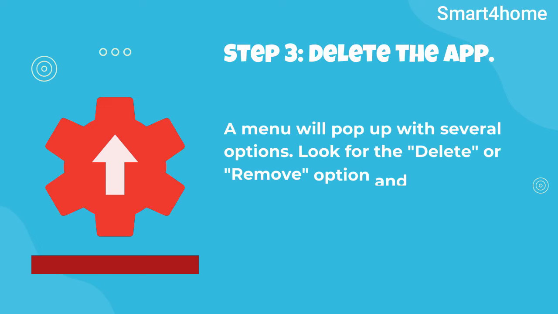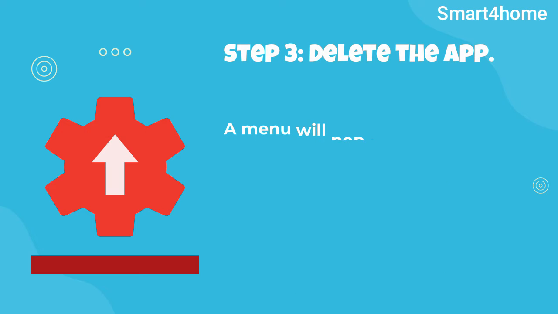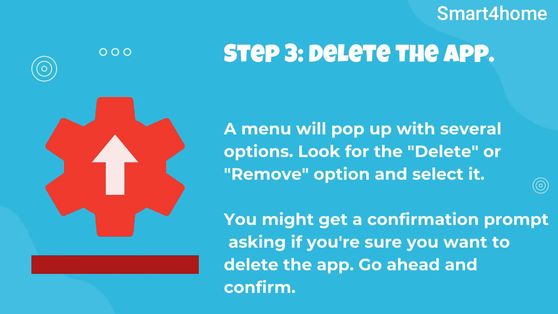Step 3. Delete the app. A menu will pop up with several options. Look for the Delete or Remove option and select it. You might get a confirmation prompt asking if you're sure you want to delete the app. Go ahead and confirm.